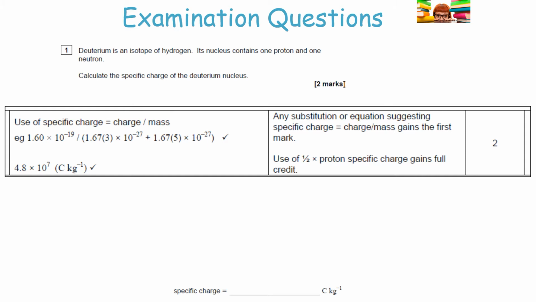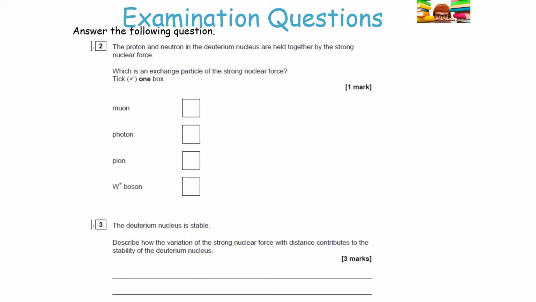So what you would do is you would know the deuterium nucleus, which is an isotope of hydrogen, has one proton. So the charge is going to be one proton's charge, which is 1.6 times 10 to the minus 19. Always important to note the charges of protons and electrons in coulombs. Then you divide it by the mass. Now there's one proton and one neutron in deuterium, as stated in the question. You can then look in the equation book to find the masses of protons and neutrons in kilograms, which is given on the screen there. You do the charge divided by the mass, and you get 4.8 times 10 to the 7 coulombs per kilogram.